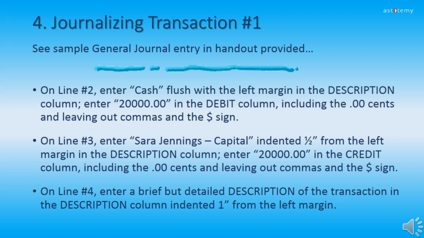Enter $20,000 in the credit column, including the cents and leaving out the commas and the dollar sign. On line 4, enter a brief but detailed description of the transaction in the description column, indented 1 inch from the left margin. Now on the next slide, we're going to relate this transaction to a QuickBooks entry.